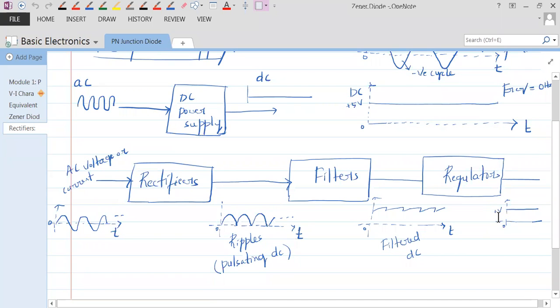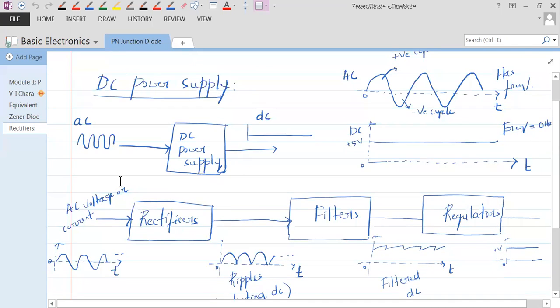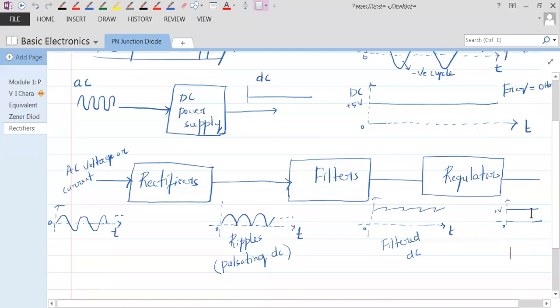So your DC power supply consists of three blocks. One is the rectifier, one is the filter, and another one is the regulator. The regulator we have already seen when we were discussing the Zener diode, how it is designed, and how the output is going to be regulated. Because Vz is constant, the output is also going to be constant.